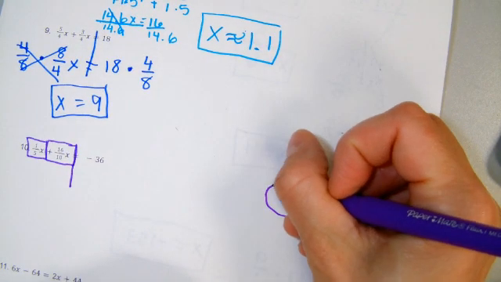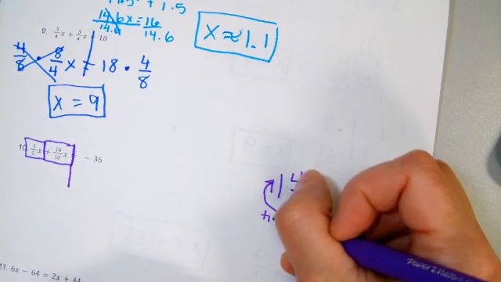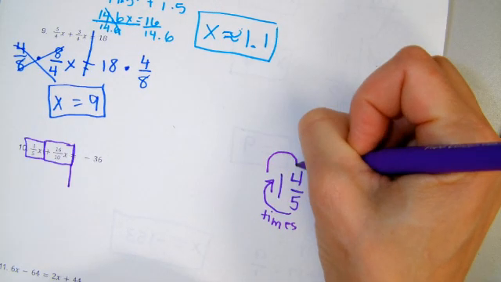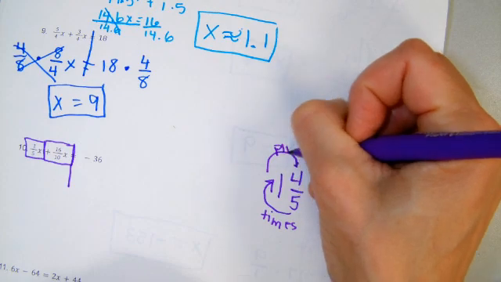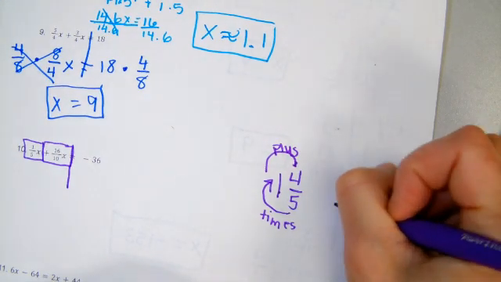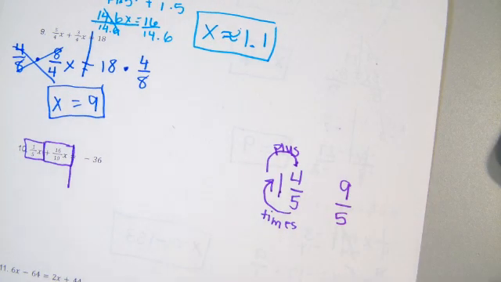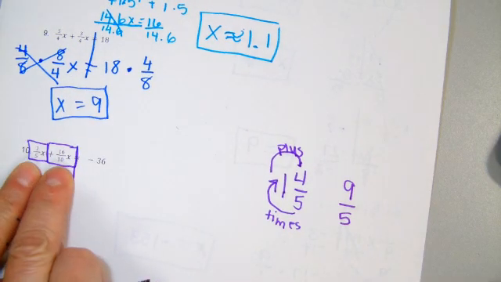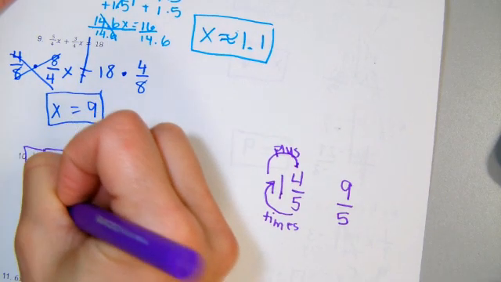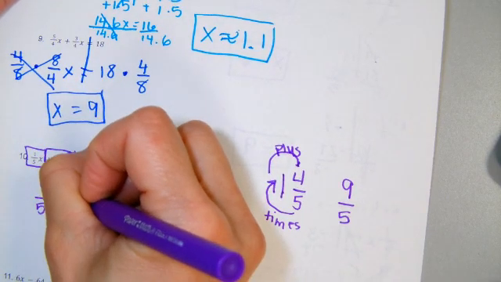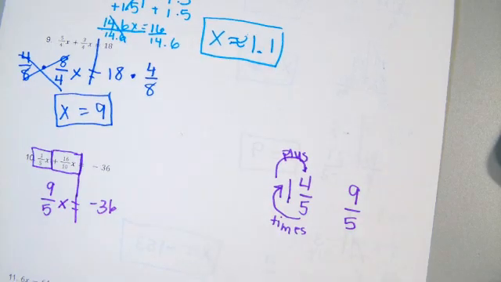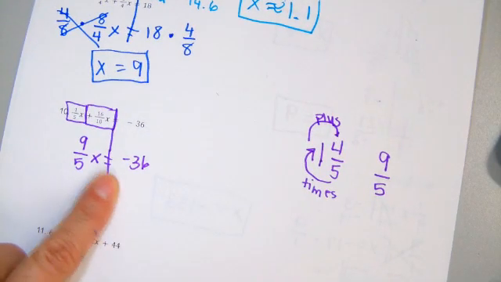We do 5 times 1. So we're times in here. 5 times 1 is 5. And then we add, so we're going to say plus 4. 5 times 1 is 5, plus 4 more is 9, and we keep the denominator the same. So this, when I add this together, is really 9/5 x equals negative 36. Okay, so now there's nothing left to add or subtract.